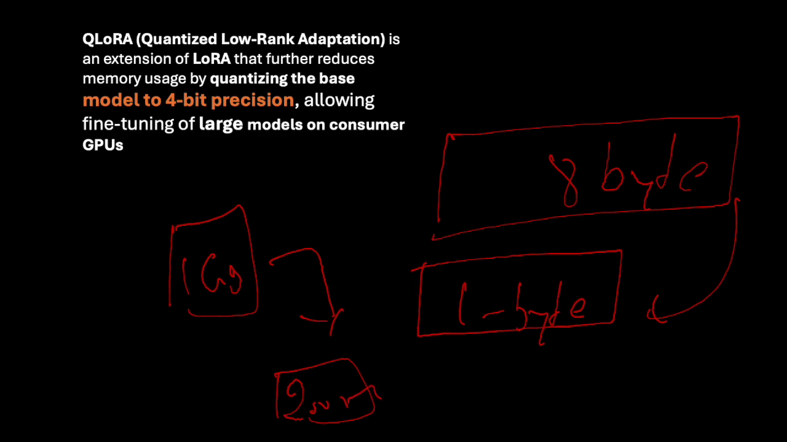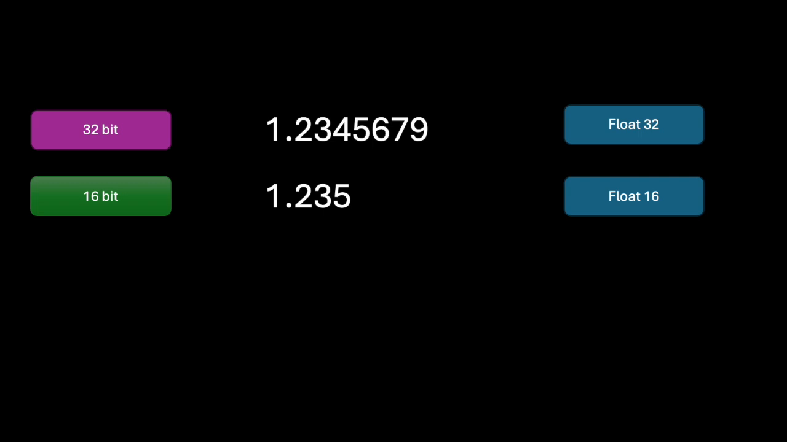Now let me try to explain this quantization technique in a bit more detail. You must have used float 32 and 16-bit to store variables. In Python or any other programming language of your choice, we always use float 32 or 16 based on the scenario. Here, let me give you a real-time scenario: what happens when you use float 32 and what happens when you use the float 16 data type.